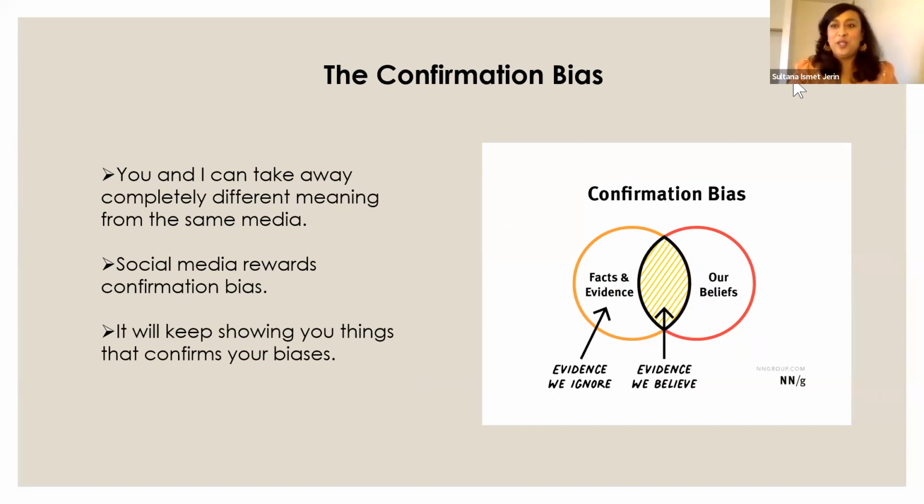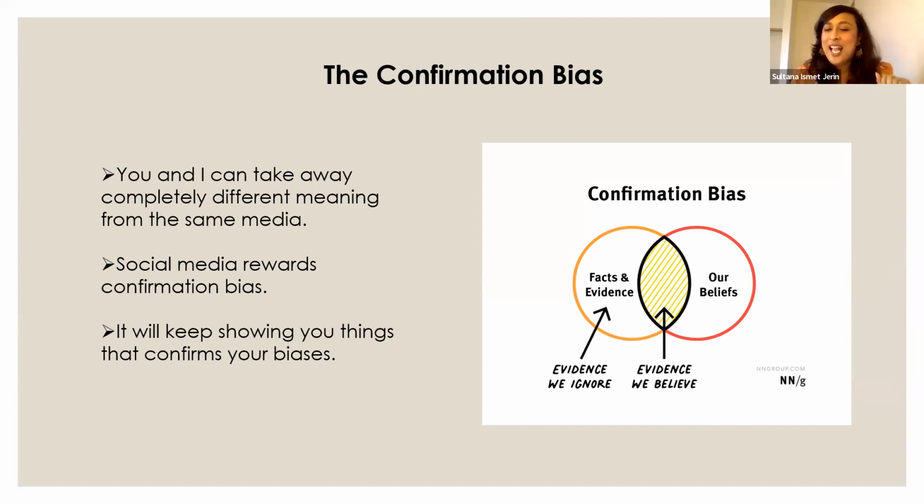Okay, so the first one is the confirmation bias. As I said, the human mind is always trying to connect the dots. In this photo, on the right we have this circle, that's our belief system. On the left, we have these facts and evidence. Now, our belief system is built by our own personal experiences, which are unique to us. It's not the same for everyone. And then there are the facts and evidence that are the same for everyone.